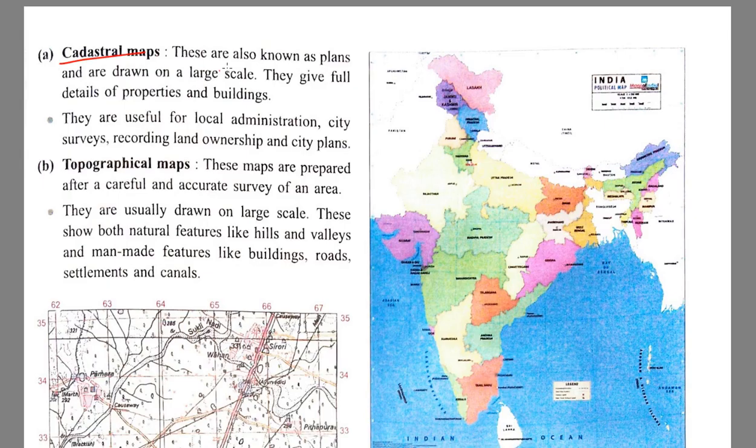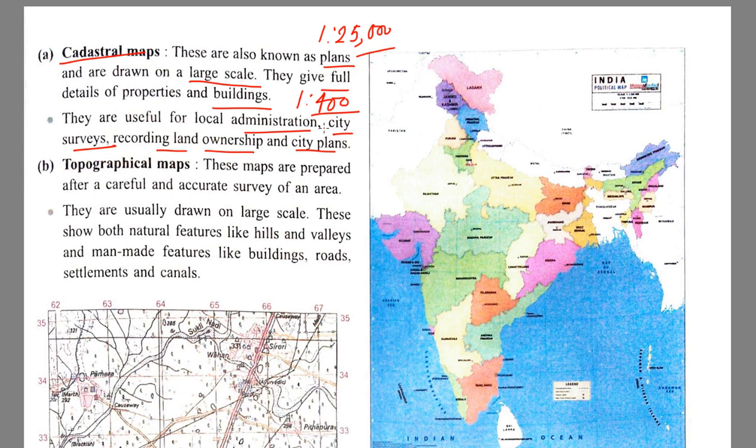So see the cadastral maps' scale. Here the scale is like 1 is to 25,000 or it may be less than this one. So they give full details of properties and buildings. It may be 1 is to 400. So they are useful for logical administration, city surveys, recording land ownership and city plans. So these all we are getting easily and in details in our cadastral maps.